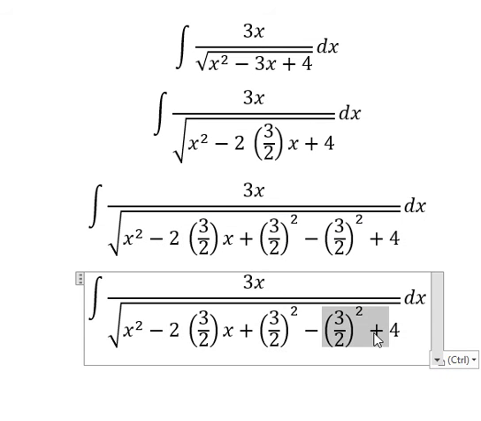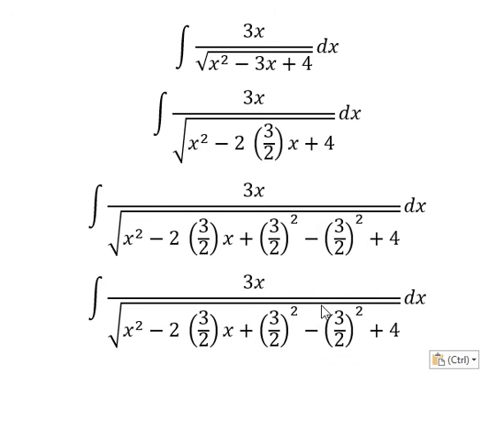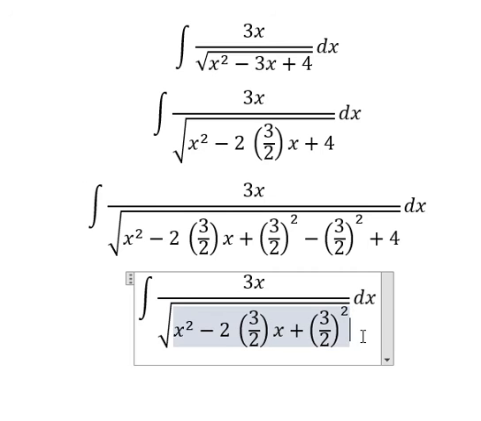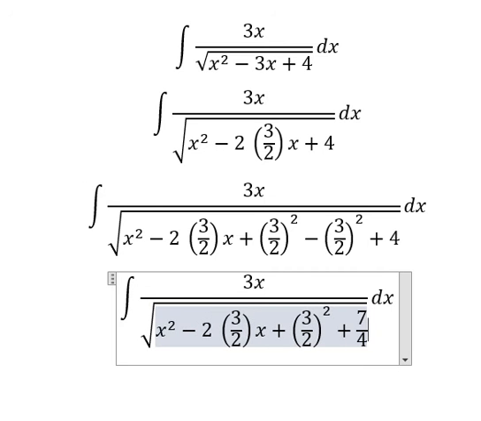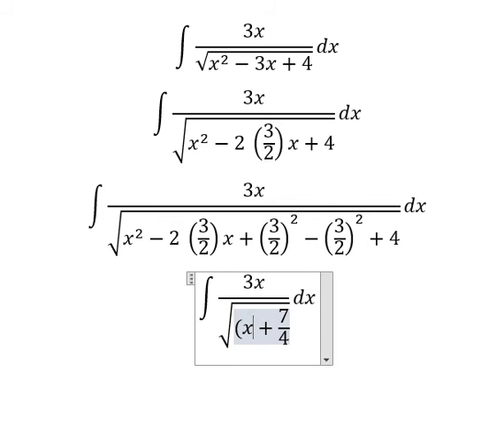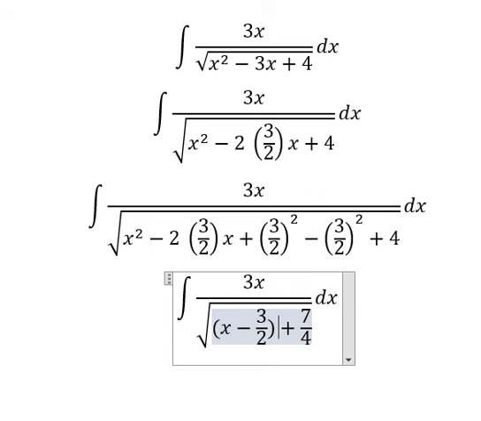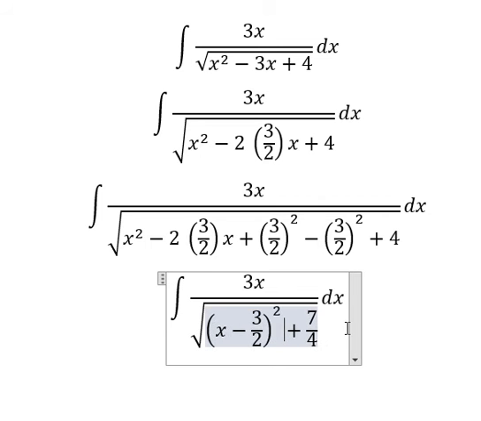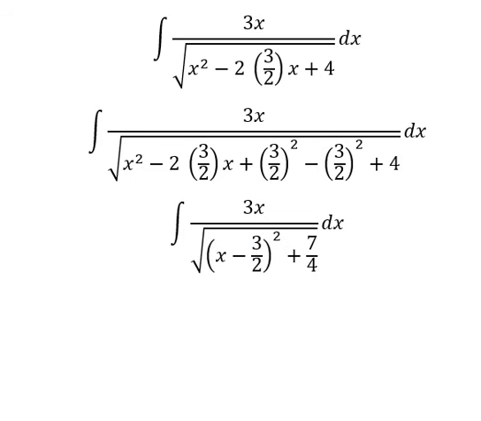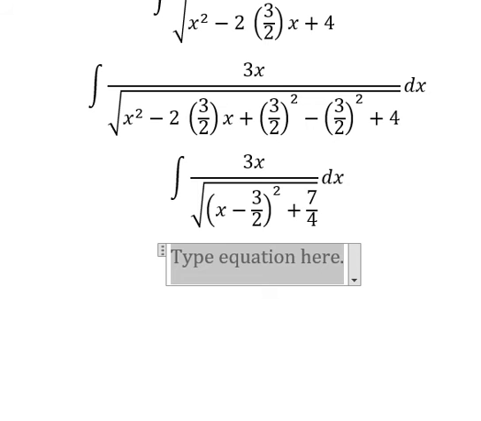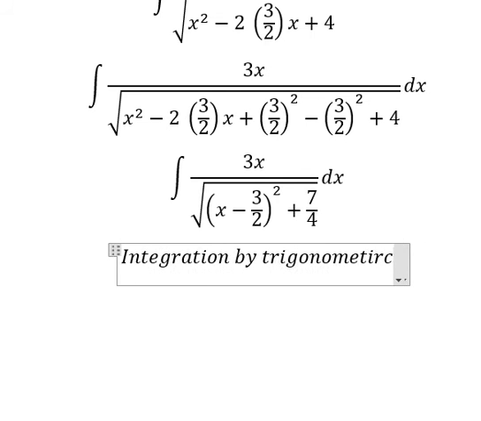So this one is 7 over number 4. So this one is s minus number 3 over 2, everything to the power of 2. Later, we can use integration by trigonometric substitution.